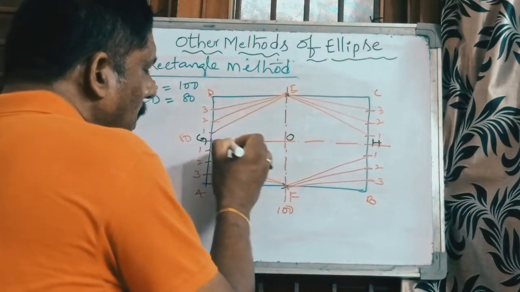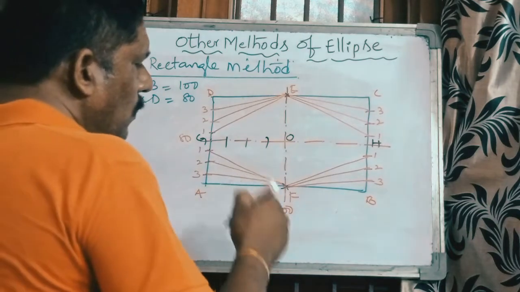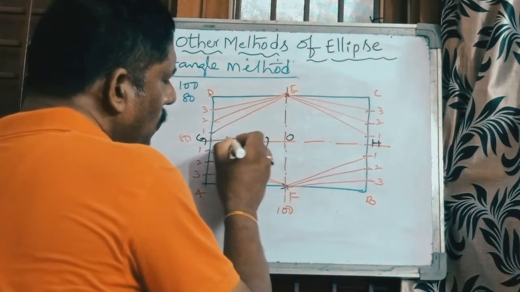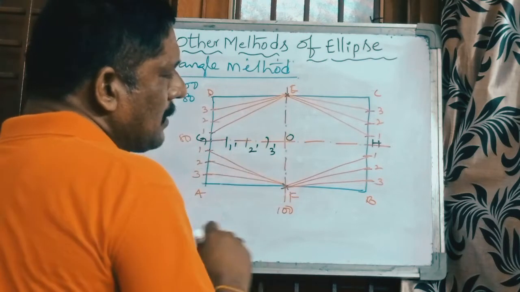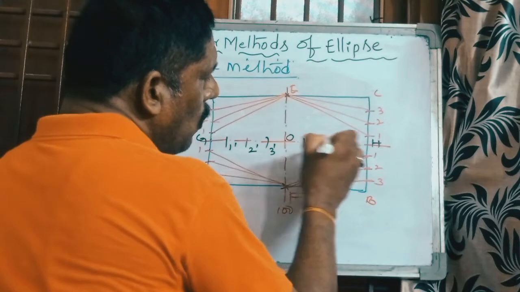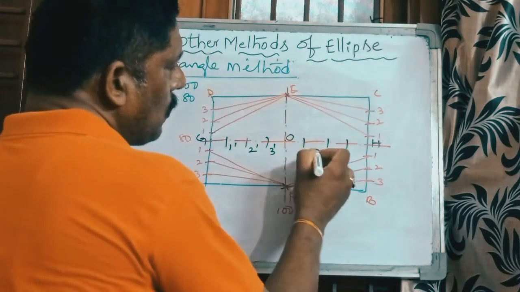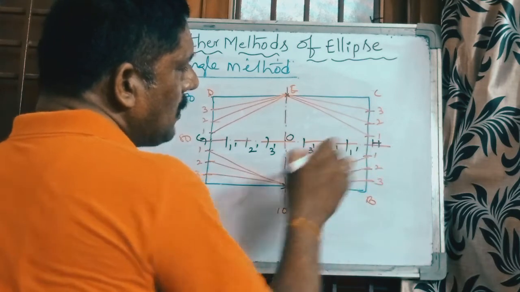Okay, so take the midpoints, this point and this point. These are the 4 points. So give the numbering 1, 2 and 3, or 1 dash, 2 dash, 3 dash. In the same manner, this center point is 4. Here also go for 4 equal parts. So 1, 2 and 3, 1 dash, 2 dash, 3 dash.